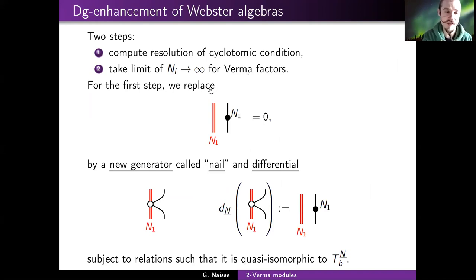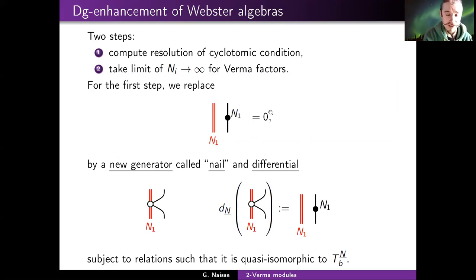Okay, so for the first step, as I mentioned before, this cyclotomic condition, you can think of it as, okay, instead of killing black strands on the left, I will suppose I don't have black strands on the left. But whenever you have n_1 dots on a black strand immediately at the right of the leftmost red strand, then it is zero. And so this is the only relation we need to degenerate to get a resolution of the cyclotomic condition.